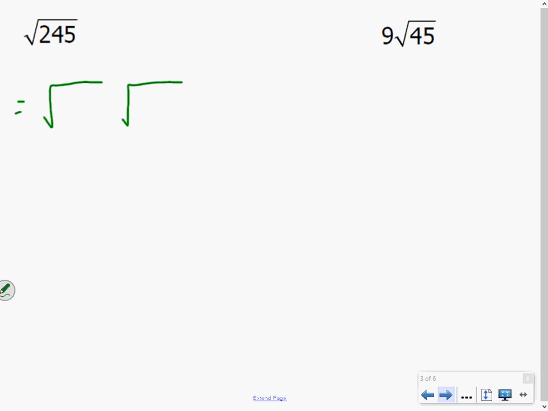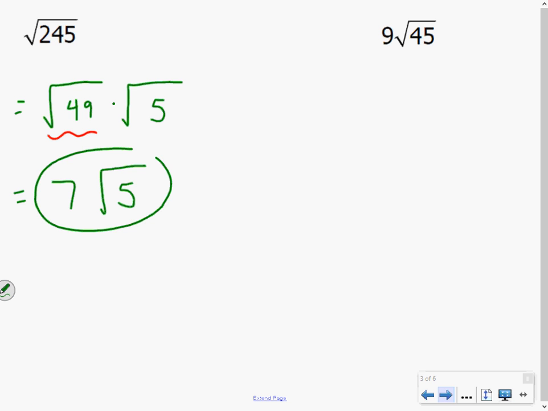The biggest perfect square number that's a factor of 245 is 49. 49 times 5 gives us 245. So I'm splitting this into the square root of 49 times the square root of 5. Technically, that's still the same as the square root of 245, but what it allows me to do is take the square root of my perfect square number here, and simplify this to 7 radical 5, or 7 times the square root of 5. So that's what we're trying to do here. We're trying to break down these radicals.